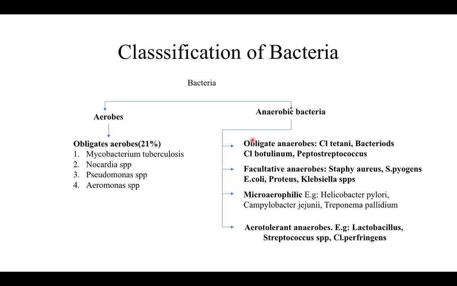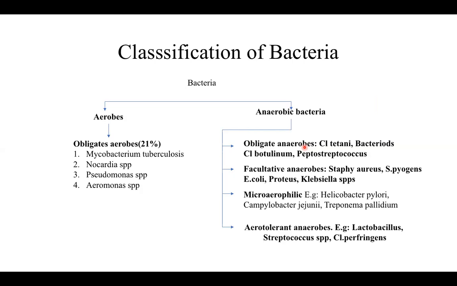Anaerobes are further classified into obligate anaerobes, facultative anaerobes, microaerophilic, and aerotolerant. What are obligate anaerobes? These are bacteria that do not require even a trace amount of oxygen for their growth. The presence of a trace amount of oxygen will harm the bacteria and may lead to their death. They cannot grow even in a trace amount of oxygen.